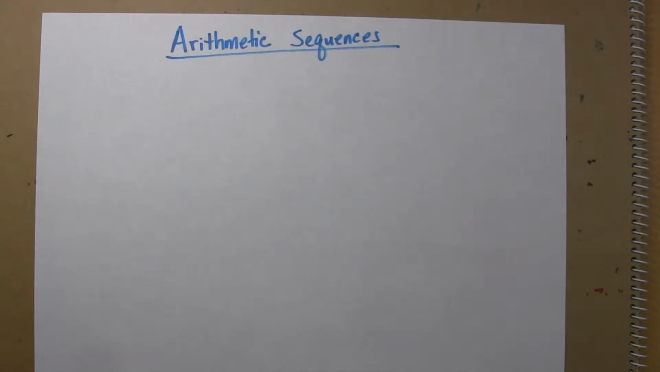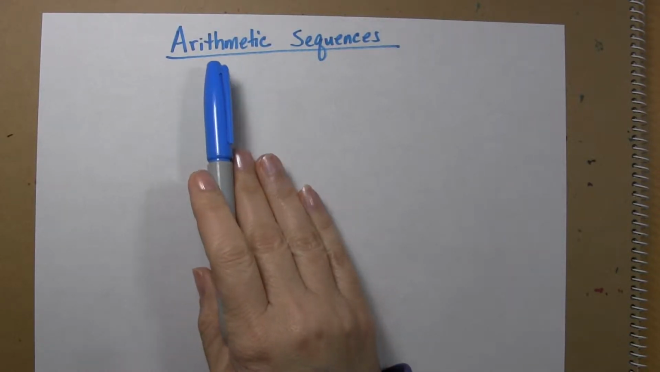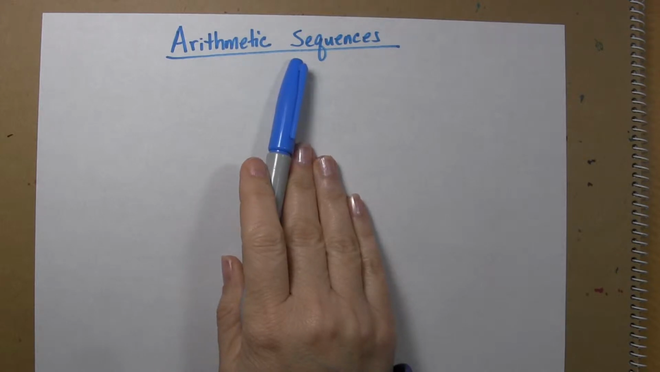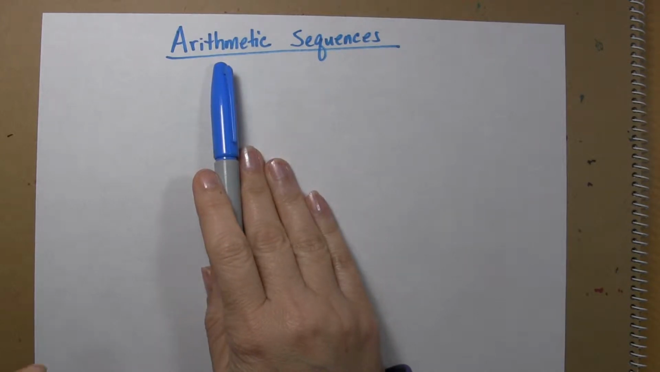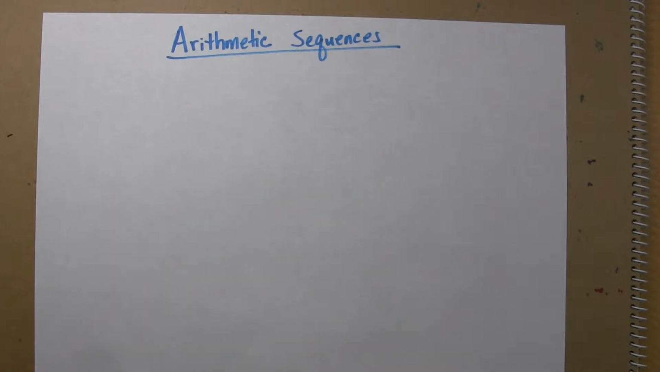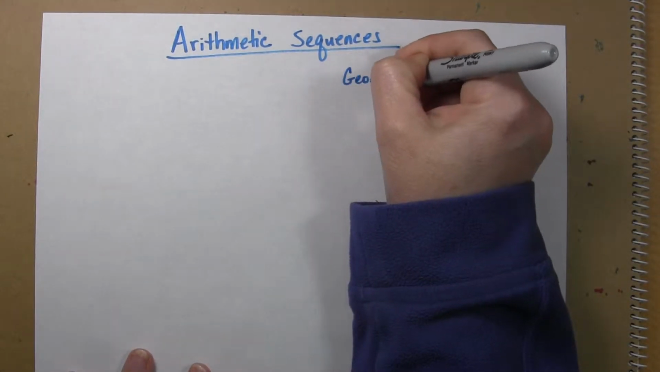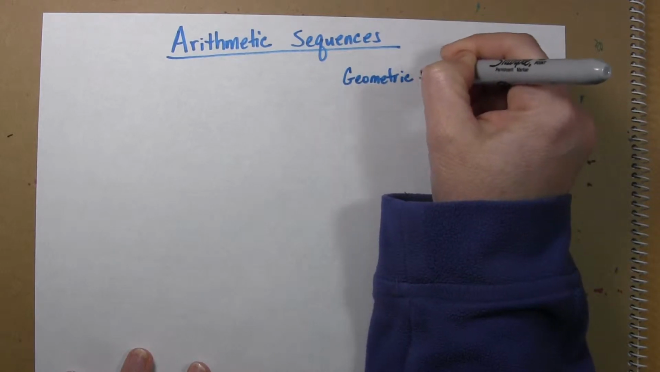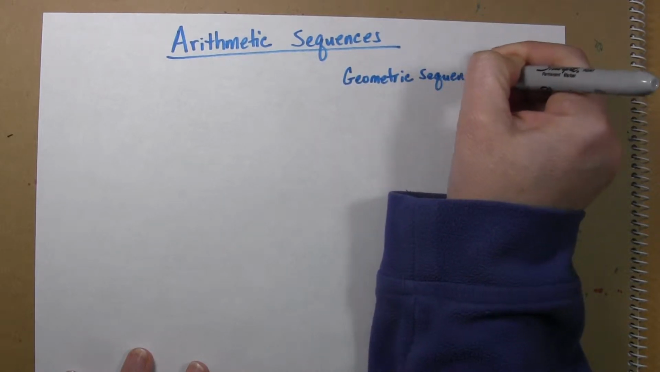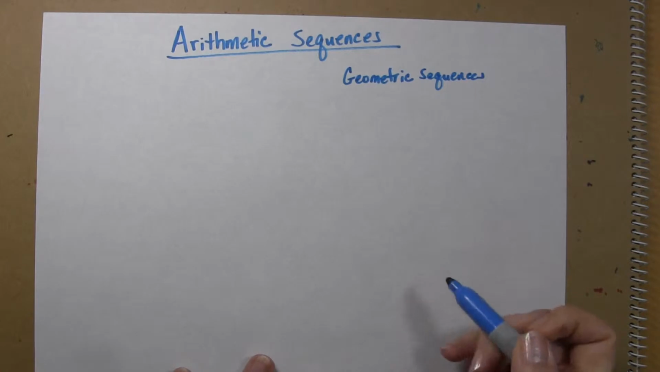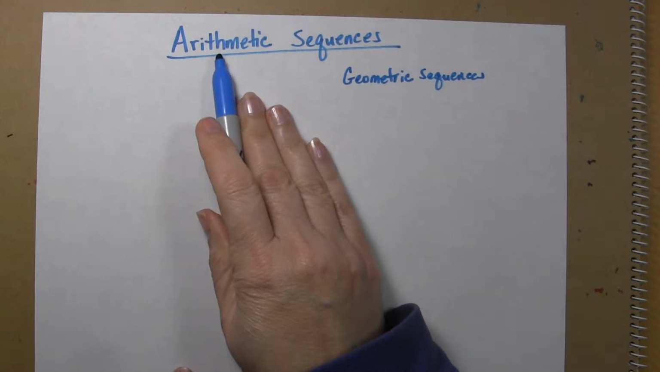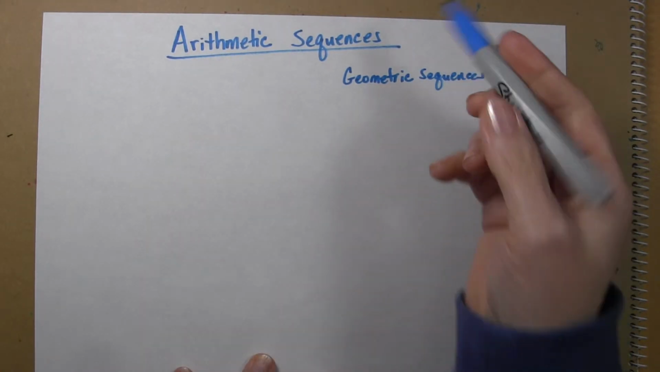Hello everyone, I would like to talk to you for a few minutes about arithmetic sequences. Arithmetic basically means adding and subtracting, so the easy stuff. There is another type of sequence, geometric sequences, and we will talk about those in a different video. Today we're just going to focus on the arithmetic sequences.